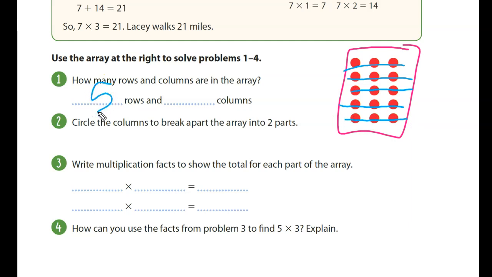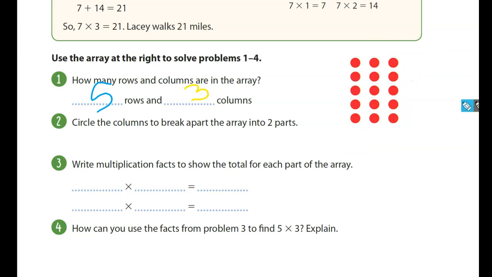How many in each row, though? 3. Or in this case, I want to know how many columns there are. How many columns? 3. Okay. It says circle the columns to break apart the array into 2 parts. So this is what they want. Let's break this apart right here.